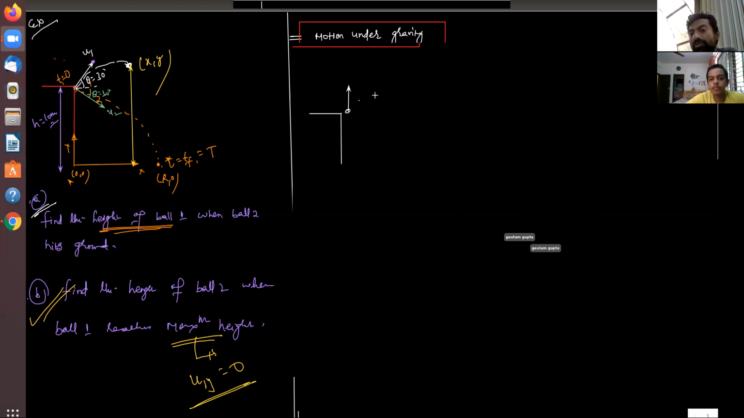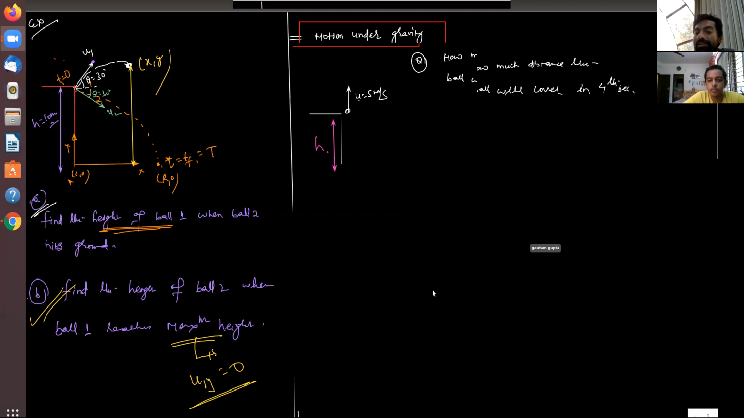So you don't have to write the x motion. For example, if it is projected with a velocity of 5 meters per second, then the question will ask how much distance the ball will cover in the 4th second. Let's say the height of the building is h. In the 4th second, how much will it cover? Like this kind of question.